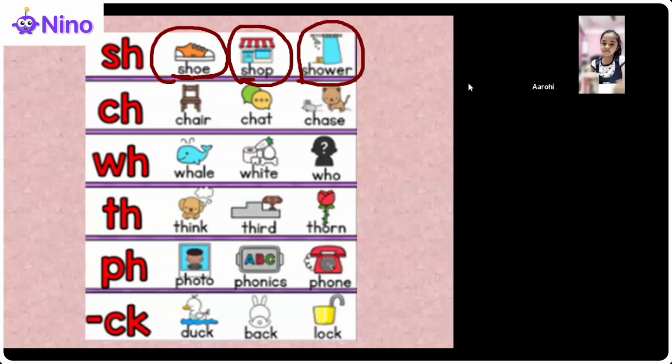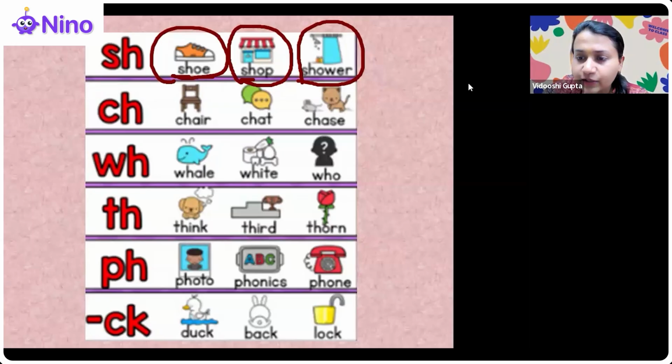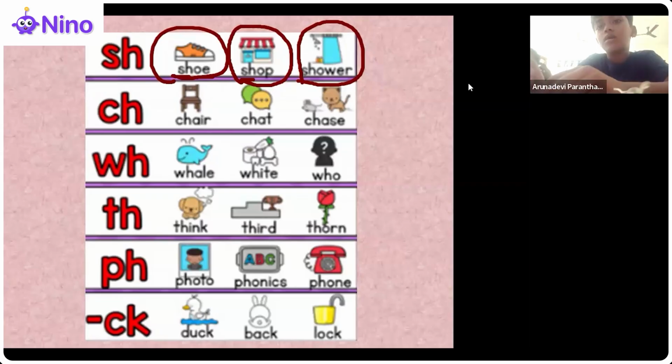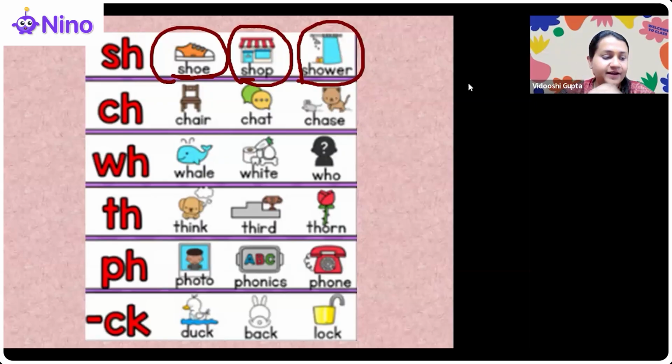Yes. Okay. Aruna Devi, can you give me an example of a word with the consonant digraph sh? Can you think of something? It's a consonant digraph sh. Shampoo. Shampoo, yes, very good. Excellent.